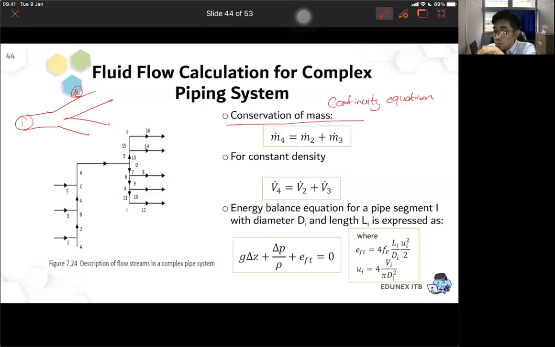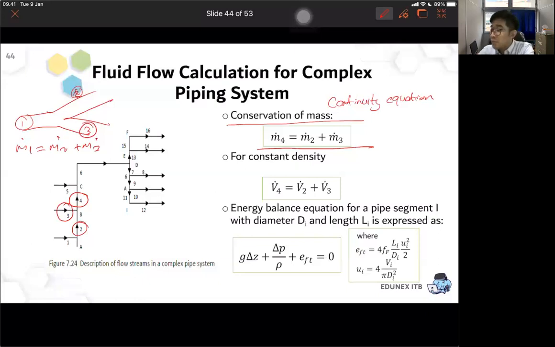This is 2, this is 3. So M1 should be M2 plus M3. Or in this part, if you analyze from point 4 is here, point 2 is here, and point 3 is here. So the mass flow rate at point 4 will be the sum of mass flow rate at point 2 and point 3.